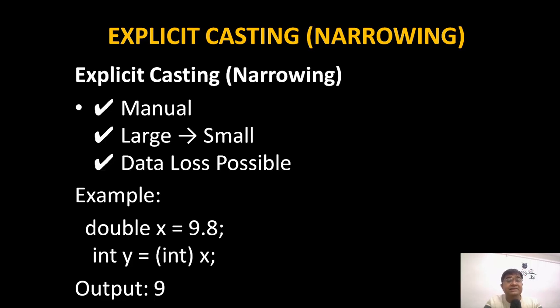Okay, this is silent data loss. So if you have a double variable x equal to 9.8 and you're typecasting that into an integer variable, right? So there will be a loss of data. Okay, now let's quickly move on and see this example.